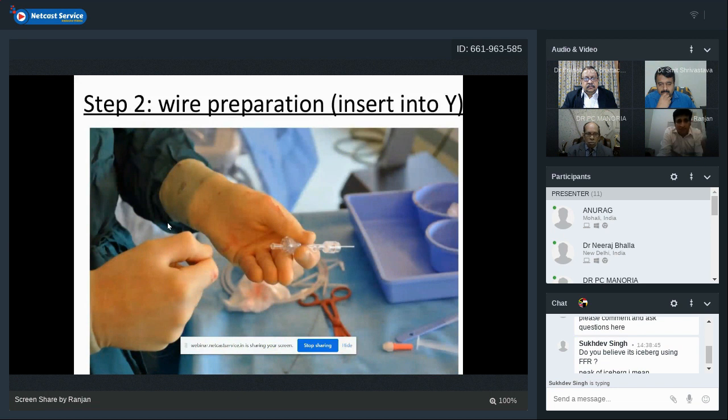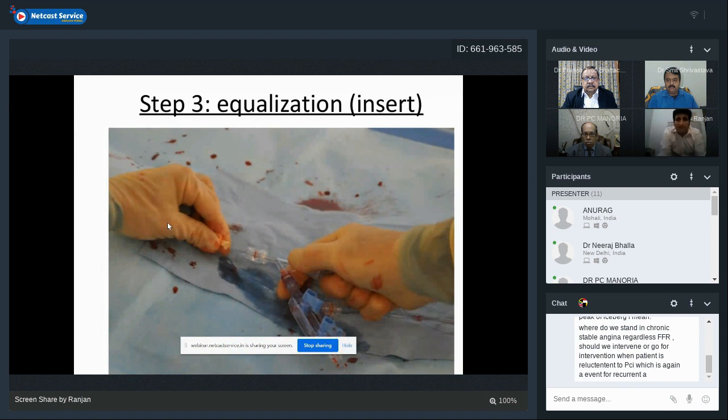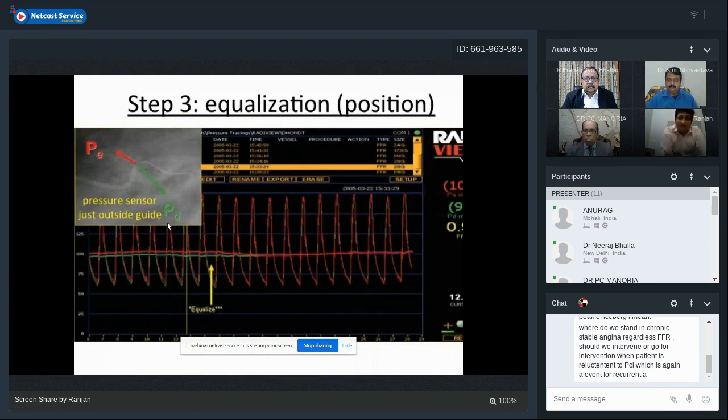An important point to remember is we need a torque device, or introducer needle, to introduce the wire, but as soon as you introduce it, during equalization, you need to remove it. You cannot equalize with the wire or with the needle. That small change of pressure produced by the presence of an introducer needle itself is enough to produce an artifact. It's extremely sensitive. In this case, when they equalized with the introducer needle and did the FFR, it came out negative, whereas the actual FFR was positive. So it's very important that the introducer needle we keep should not be kept when we equalize.